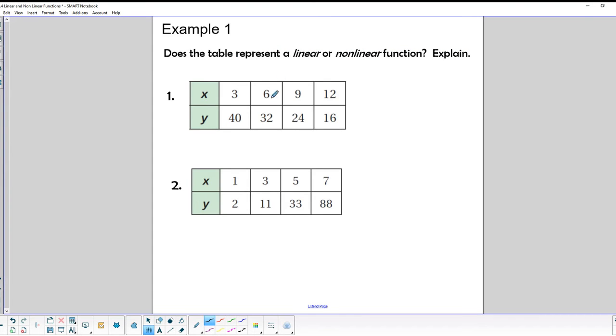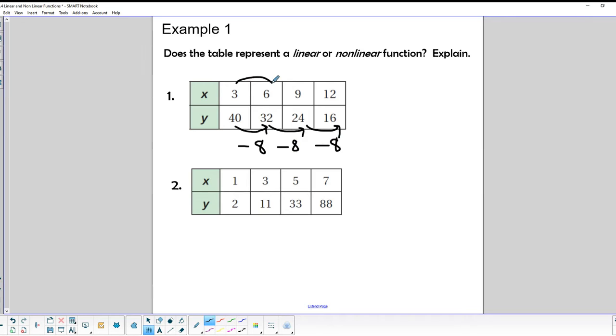So let's take a look at these tables of values. So let's check out the change in y and the change in x. So in this first one, the change in y on the first step would be minus 8. Change in y on the second step, minus 8. Change in y on the third step, minus 8. That's looking pretty constant so far.